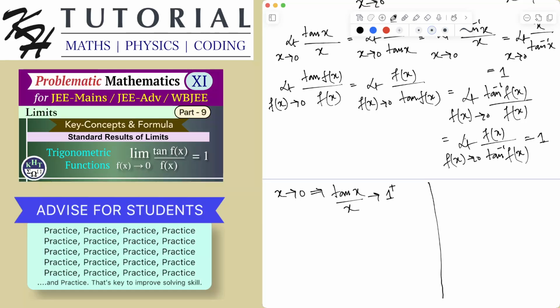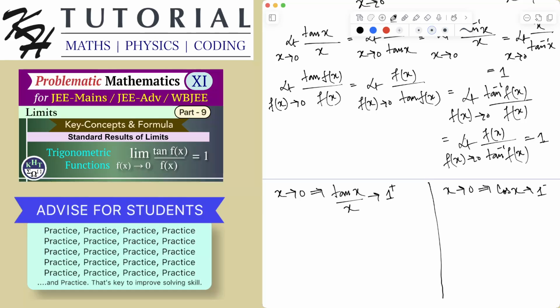But why does tan x by x tend to 1 positive when x tends to 0? The basic foundational concept is that when x tends to 0, cos x will tend to 1 negative. That is, the value of cos x is a little less than 1 when x tends to 0. In both cases, when x tends to 0 positive or x tends to 0 negative, cos x tends to 1 negative. That is, the value of cos x is a little less than 1.